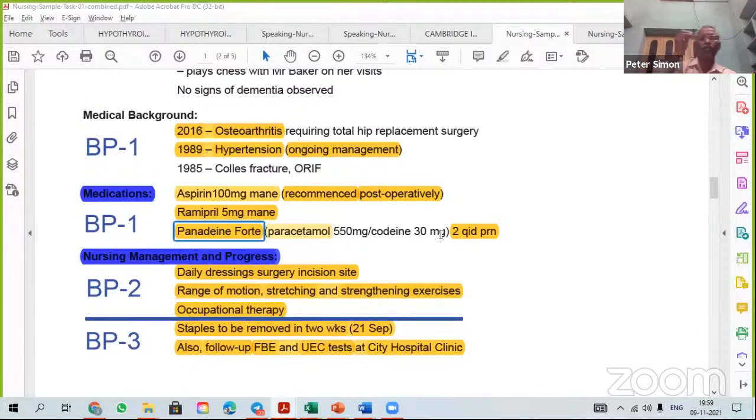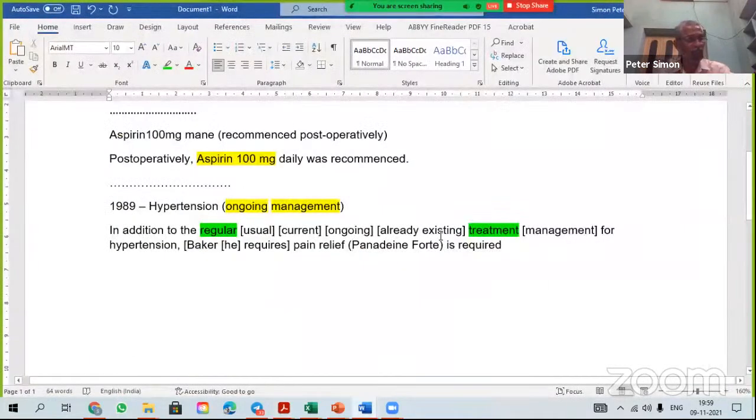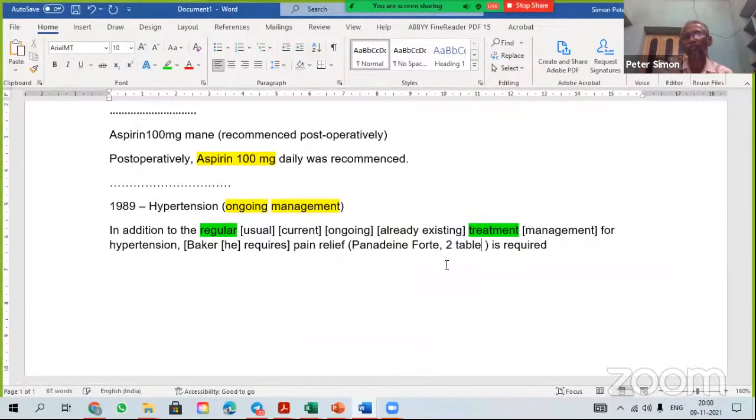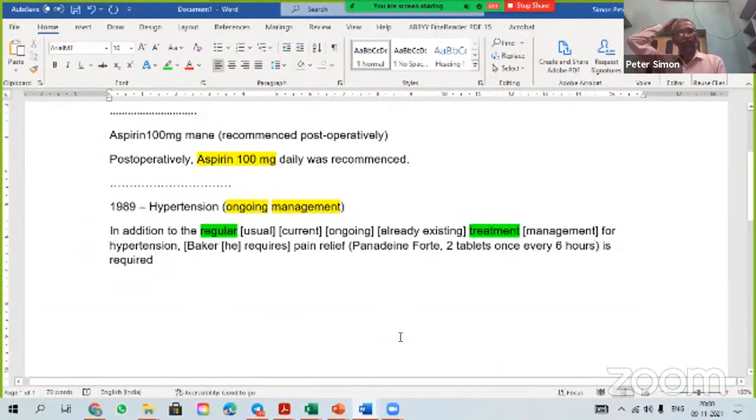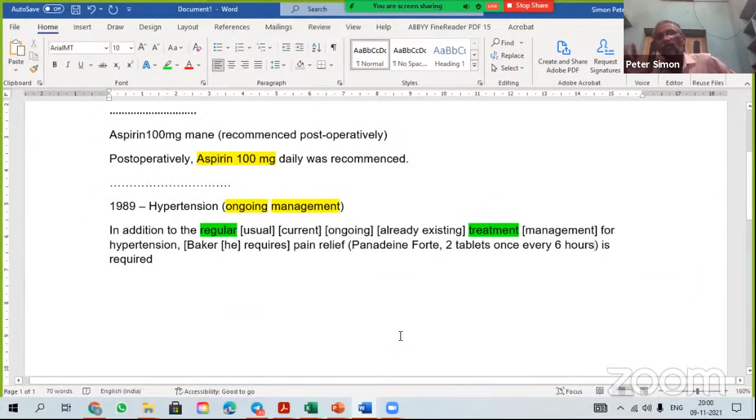So, Panadine Forte. Pain relief, Panadine Forte, comma, 2 tablets once every 6 hours. Pain relief is required. Panadine Forte 2 tablets once every 6 hours. Maximum. As required.